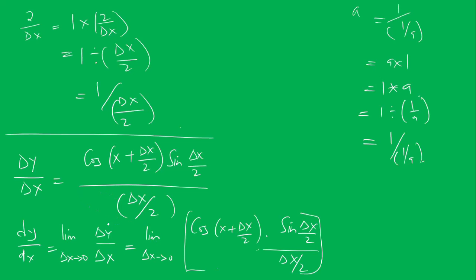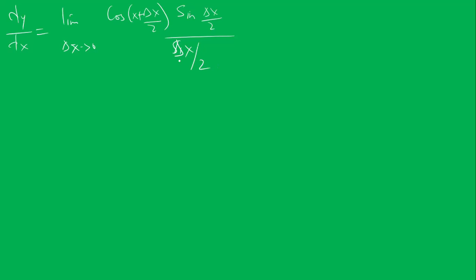So this expression, let me now use it. dy over dx is now equal to the limit of delta x tending to 0 of cos of (x plus delta x all over 2) times sine of (delta x all over 2), all divided by delta x all over 2.